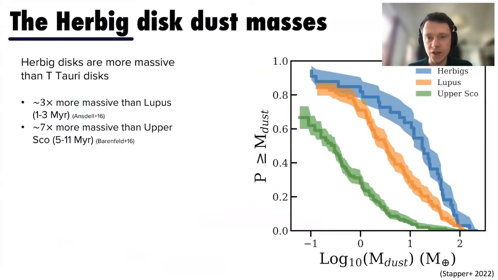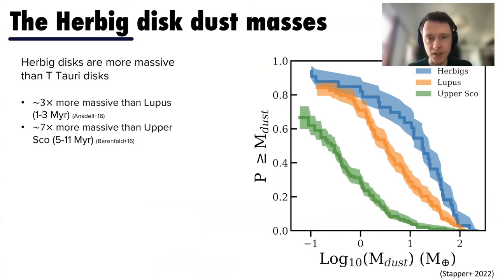Here you can see a cumulative distribution of the dust masses in the Herbig disks in blue, the relatively young star-forming region Lupus in orange, and the older star-forming region Upper Scorpius in green, both of which mainly contain T Tauri stars. And we find that the Herbig disks are 3 times more massive than the disks in Lupus and 7 times more massive than the disks in Upper Scorpius.